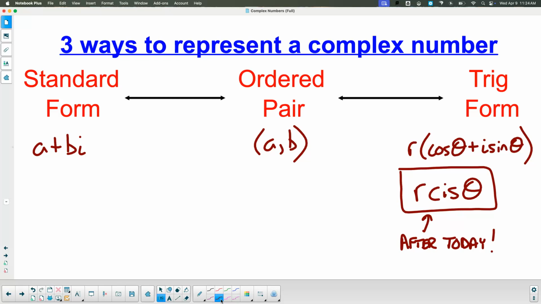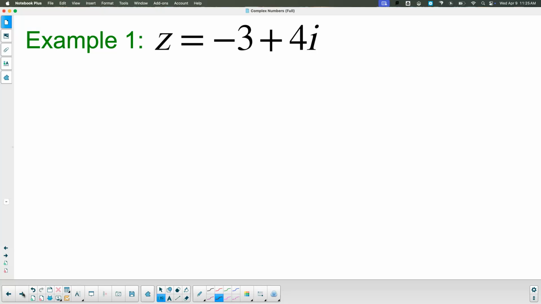Okay? And that just shortens up your writing a little bit. Because later on, we're going to get to roots. And so if we're taking the seventh root of a complex number, that means you're going to have to write down cosine of an angle plus i sine of an angle 7 different times. Because there's 7 different roots for the seventh root. So that's where this comes in, to make it easier. Shorter. Okay? All right?